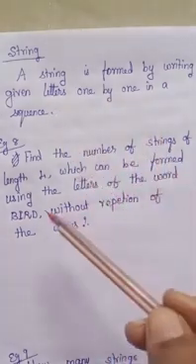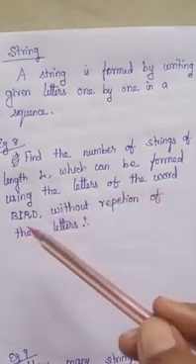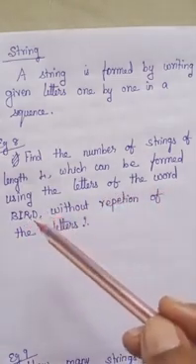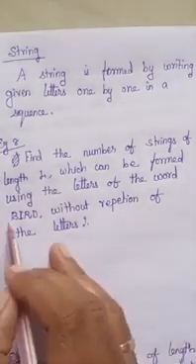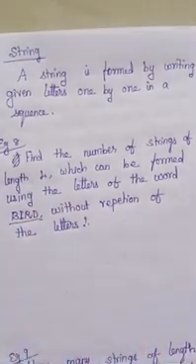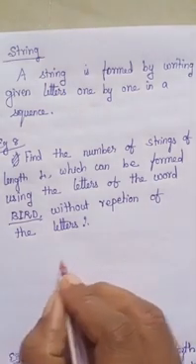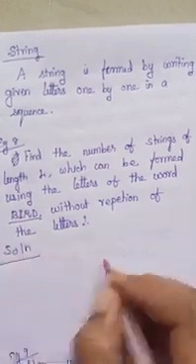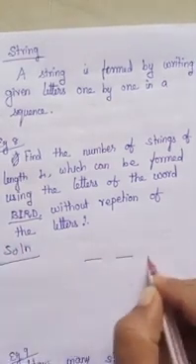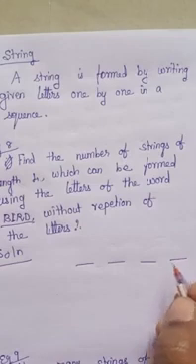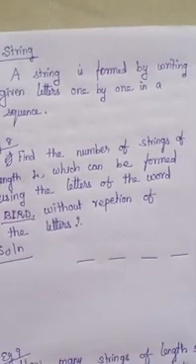Which can be formed by using the letters of the word BIRD, B-I-R-D. It consists of how many letters? 4. Without repetition of the letters. So, what is the meaning? Once used, letters cannot be used again. So, a 4-letter word. I am giving 4 dashes. Isn't it? We have 4 letters.